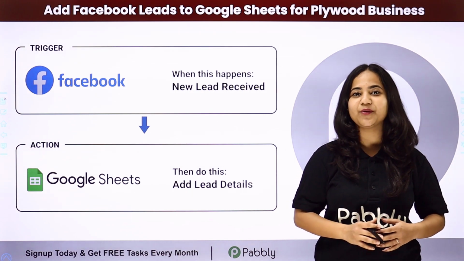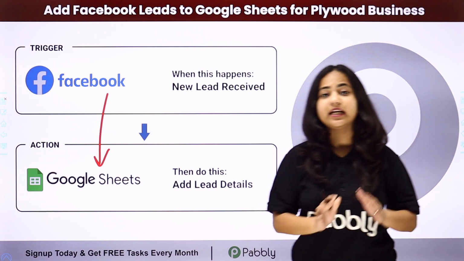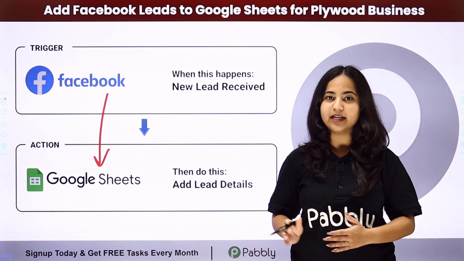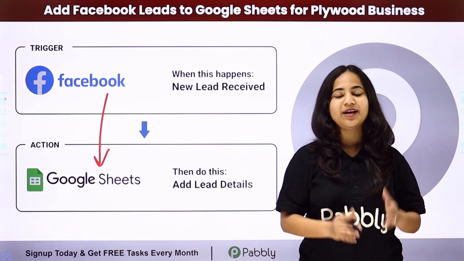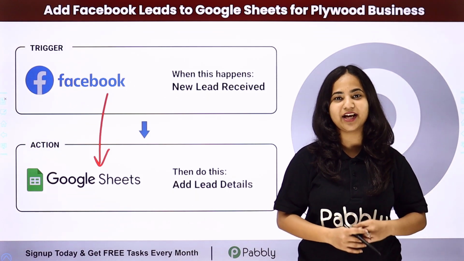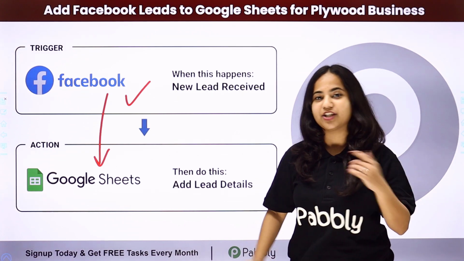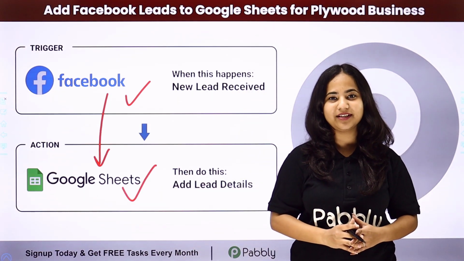For that, I'm simply going to create a connection between Facebook lead ads and Google Sheets in such a way that anytime I generate a new lead through Facebook lead ads, it would be automatically added into my Google Sheets. Pabbly Connect works on two principles. First is trigger and second is action. Here my trigger application is Facebook lead ads and my action application is Google Sheets. To learn how to do this, let me take you to my screen.